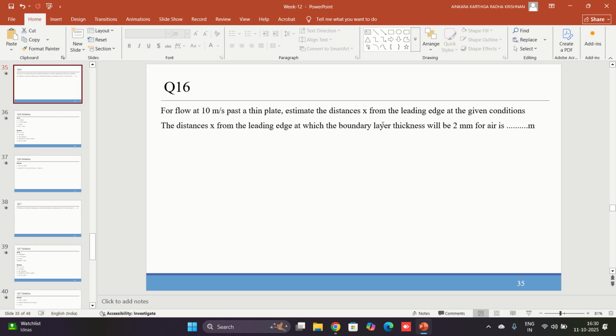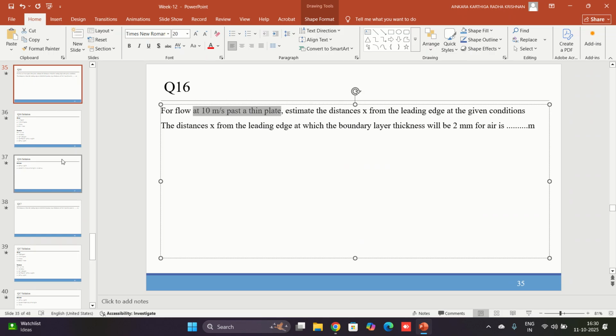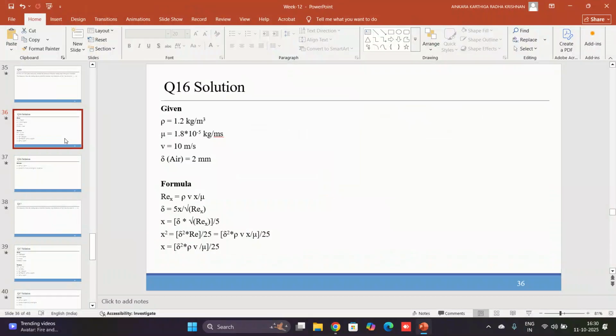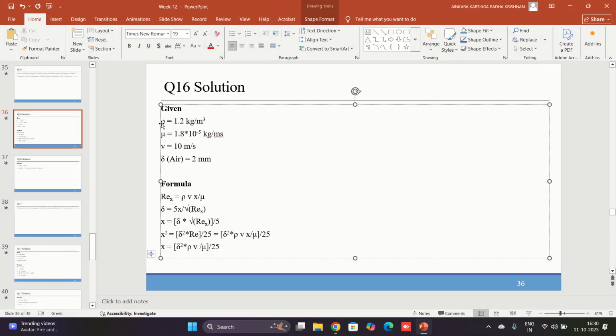First, it is about flow at 10 meter per second past a thin plate, and for air. So we'll take air properties. Density of air is 1.2 kg per meter cube. Viscosity of air is 1.8 into 10 power minus 5 kg per meter second. And velocity is equal to 10 meter per second.